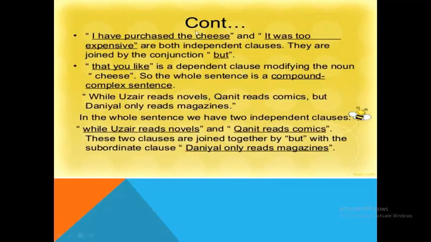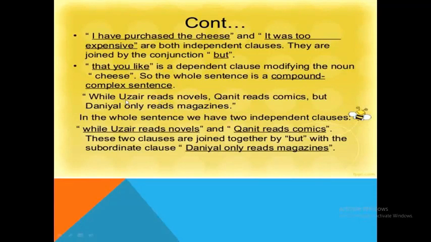"I have purchased the cheese" and "it was too expensive" are both independent clauses. They are joined by the conjunction "but". "That you like" is a dependent clause modifying the noun cheese. So the whole sentence is a compound complex sentence. While Uzair reads novels, Kenneth reads comics, but Daniel only read magazines. So before reading further, let's guess which is the independent clause and which is the dependent clause in it.